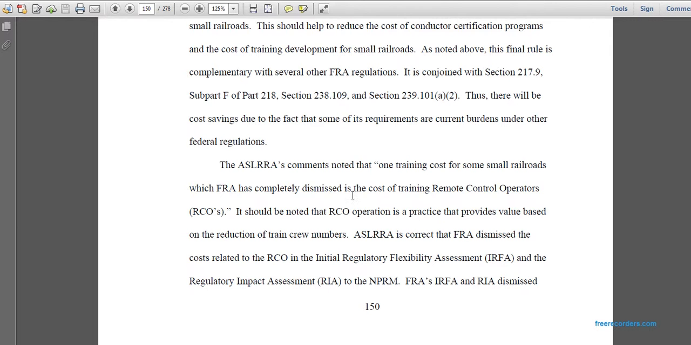The ASLRRA comments also noted concern about the training costs for small railroads. The FRA discussed the cost of the training of remote control operators, RCOs. It should be noted that remote control operation is practiced to provide value based on the reduction of train crew numbers. The ASLRRA is correct that the FRA dismissed the costs related to remote control operators in the initial regulatory flexibility assessment, IRFA, and the regulatory impact assessment, RIA.